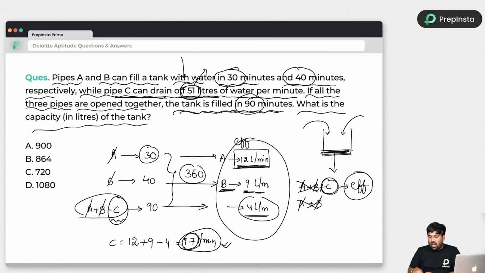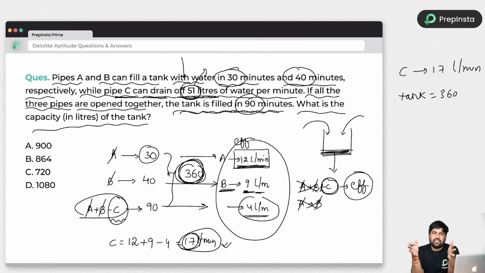So guys, see, I have done the whole problem through assumption only. C is draining 17 liters per minute if the tank has a capacity of 360 liters. This is the total work. The LCM method is nothing but this: if you take the common LCM, it becomes the total work. Total work means in this case the container's capacity, so 360 liters. In order to make 17 into 51, why? Because they say C can drain 51 liters per minute. So to make it 17 liters per minute, the tank must be 360 liters.